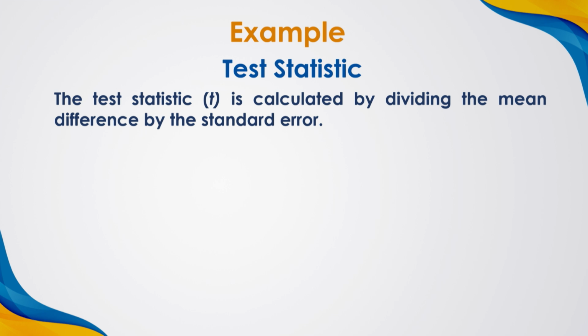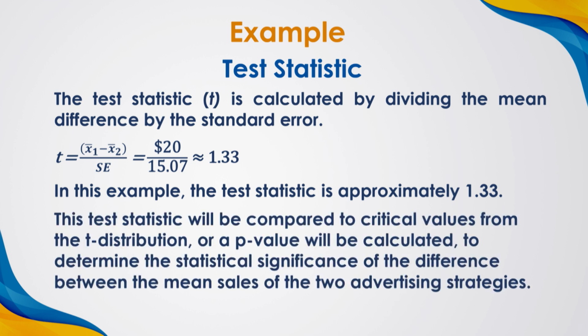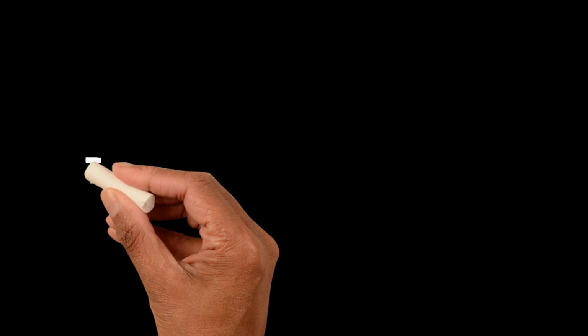The test statistic is calculated by dividing the mean difference by the standard error, that is t equal to x1 bar minus x2 bar divided by standard error. It is approximately equal to 1.33. In this example, the test statistic is approximately equal to 1.33. This test statistic will be compared to critical values from the t distribution, or a p value will be calculated, to determine the statistical significance of the difference between the mean sales of the two advertising strategies.